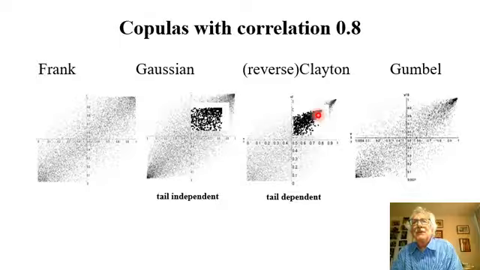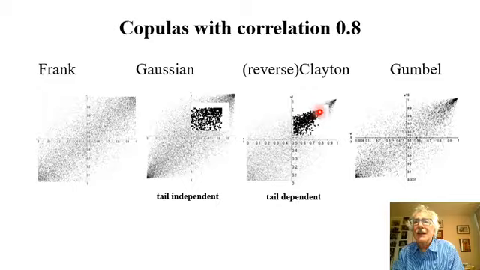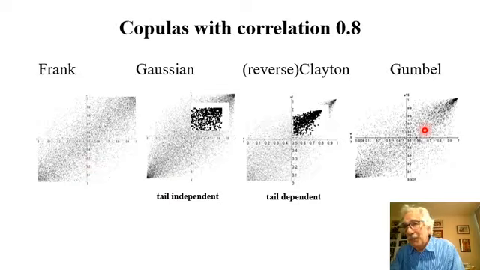If you compare that with the Clayton copula here, you see that that's not the case. In this upper point, it's not tending to become uniform. So the Clayton copula is tail dependent. The Gaussian copula is tail independent. The Frank copula is also tail independent. The Gumbel copula is tail dependent.